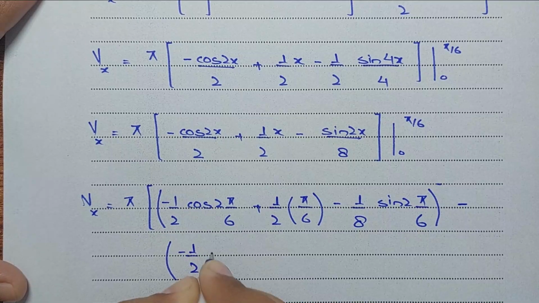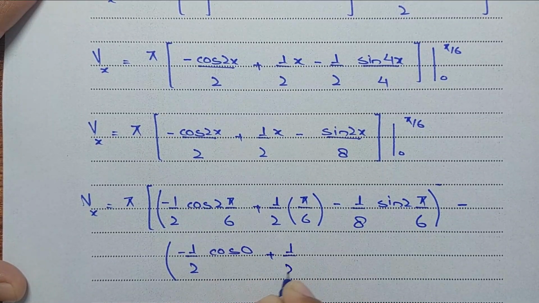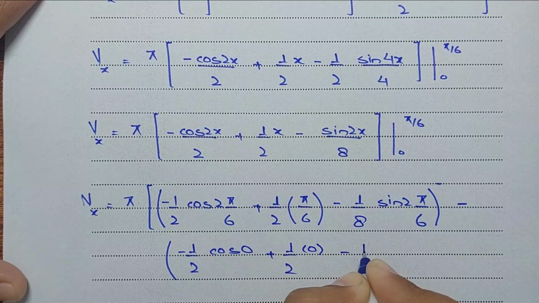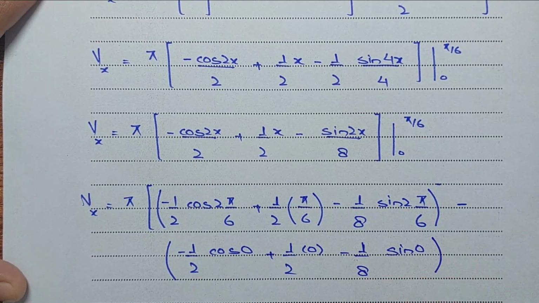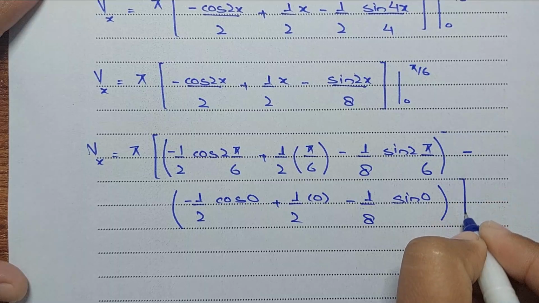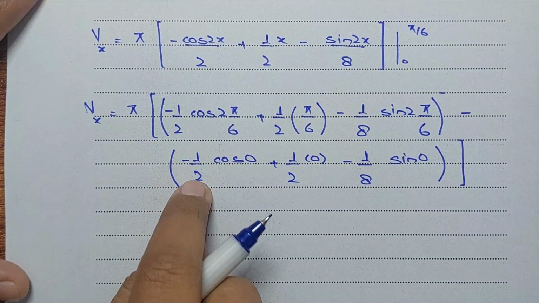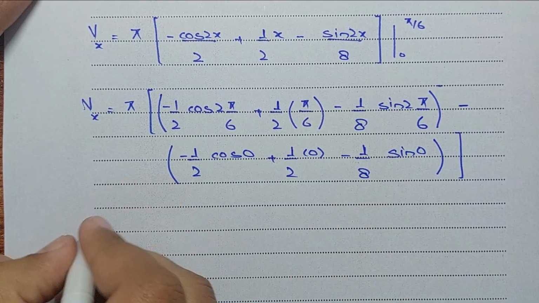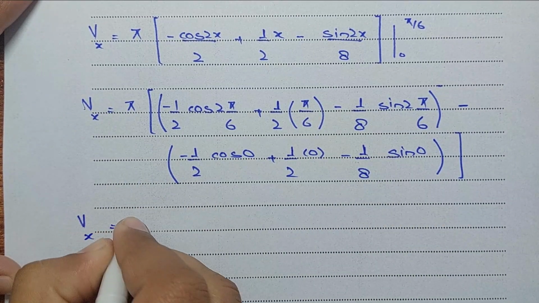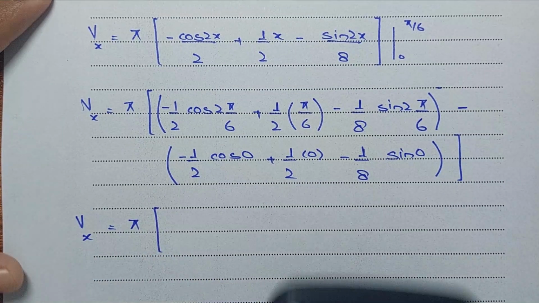Minus 1 by 2 cos 2 times 0, plus 1 by 2 x value is 0, minus 1 over 8 sine 0. Okay. Sine 0 is 0. This is 0. Cos 0 is just 1. So we are left with minus 1 by 2 and times with minus, so it is plus 1 by 2 from this bracket. So Vx is pi.